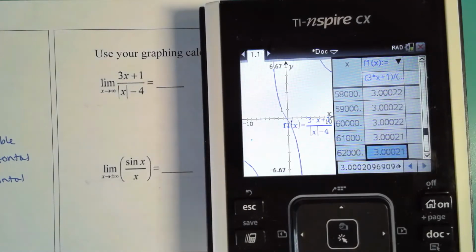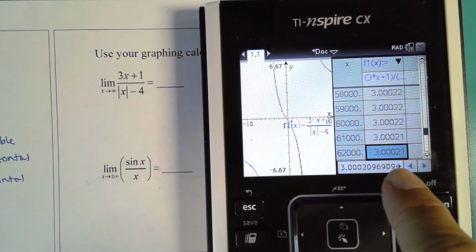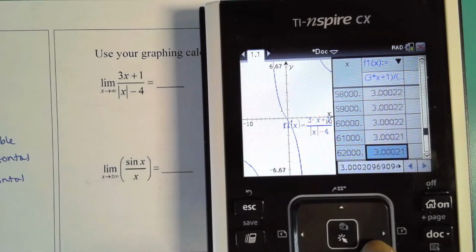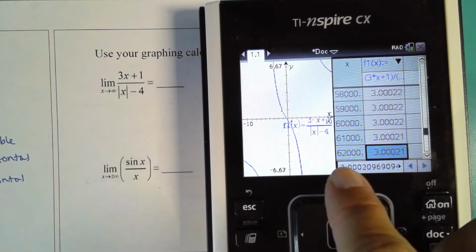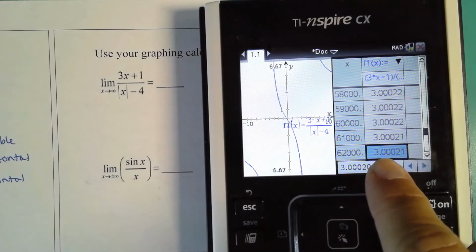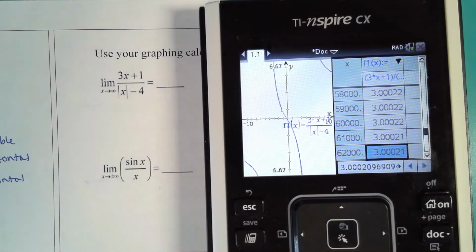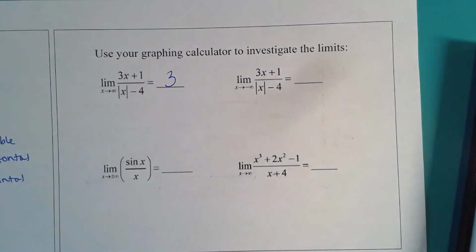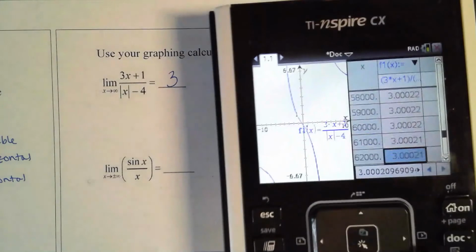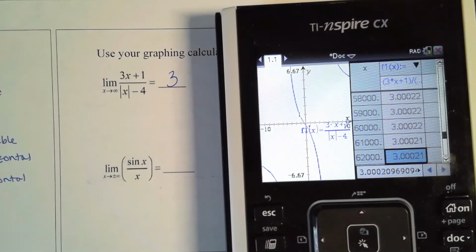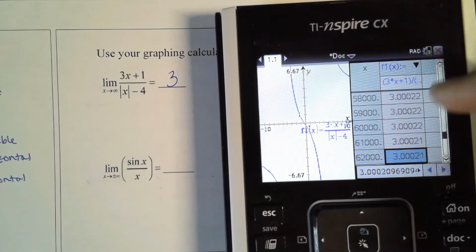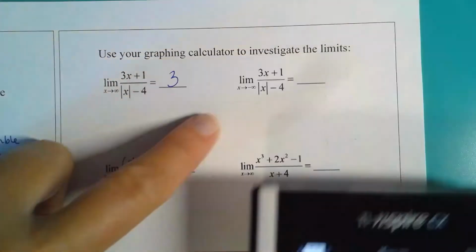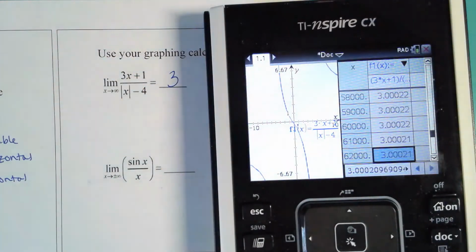Look at those first 3 digits. 3.000, 3.000, 3.000. We're out at 62,000 and my y values are all hovering around 3. I'm pretty comfortable saying that the limit as x approaches infinity is 3. I mean, we're at 62,000 and all those y values are pretty darn close to each other. And they're coming down too, right? 0.22, 0.22, 0.21. I want to do my next question, which is negative infinity. Well, that's easy. Let's just go the other direction now.